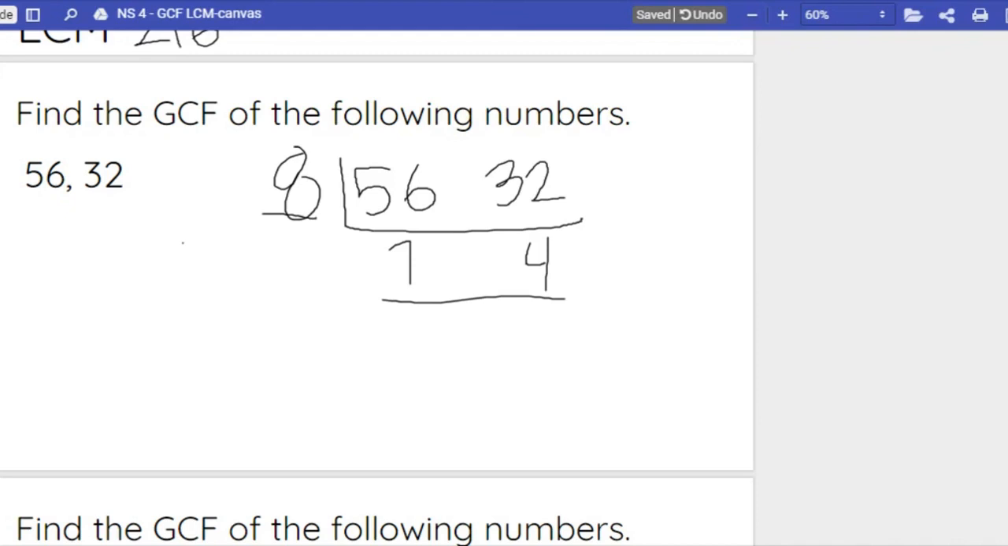So this will happen sometimes. If you look out front, we only have one number out front. If you remember our problem before, we had 2 numbers and we had to multiply them. But because we only have one number, that simply becomes our greatest common factor. So the greatest common factor of 56 and 32 is 8.